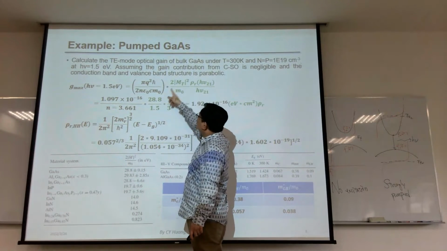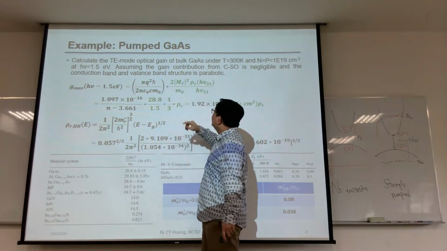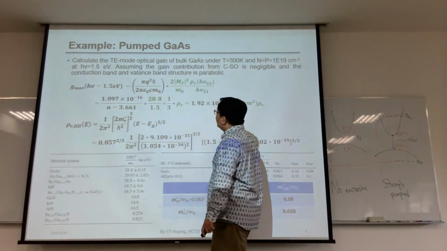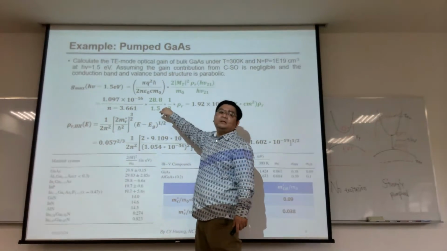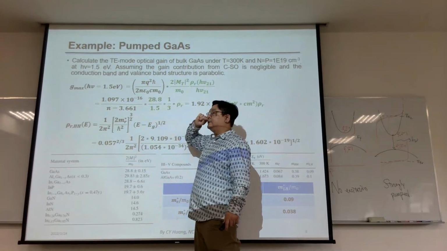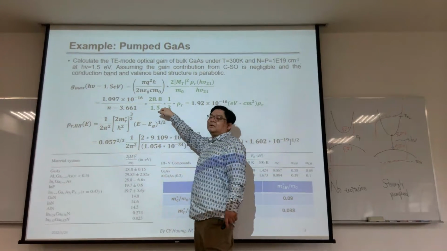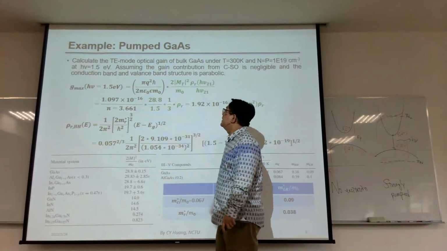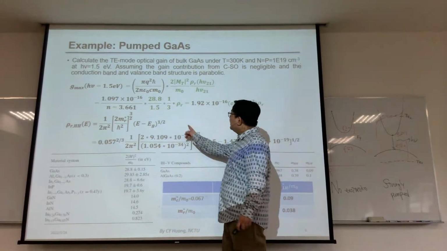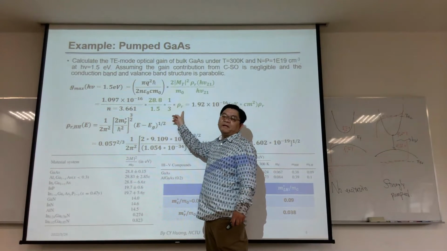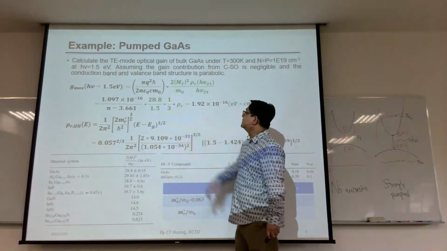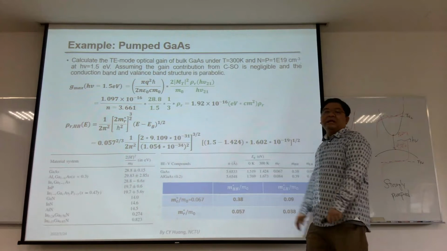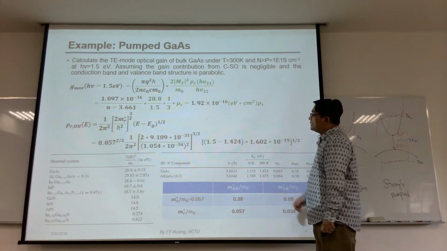So this is the 28.8 eV, and h nu is 1.5 eV, the incoming light, and this is the CHH and the CLH transition matrix element divided by the momentum matrix element. Now we only have one thing left, the reduced density of states. That means how many pairs of transitions will happen in such a state.